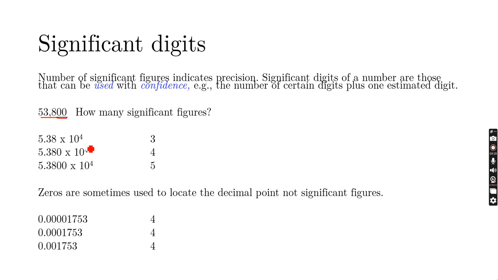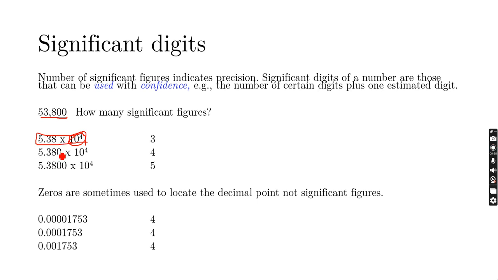Suppose I want to write it in this type of format, so I have 5.38 into 10 to the power 4. So I have three significant digits, 5, 3 and 8, and this 10 to the power 4 is the base of the number system in which I am trying to write it. So it's a base 10 number system, and these are the significant digits.